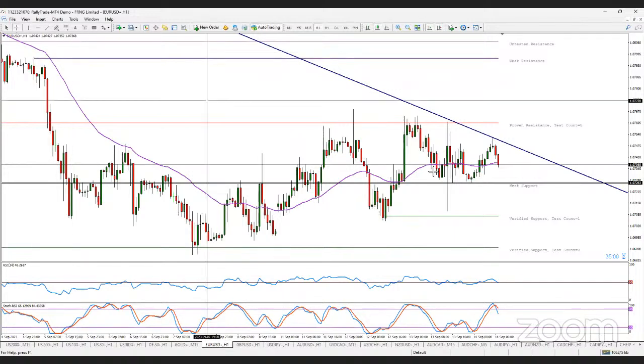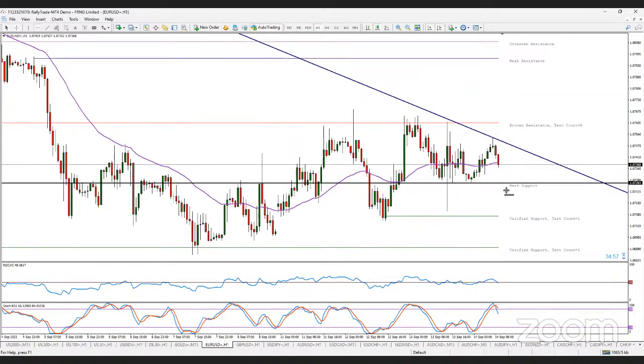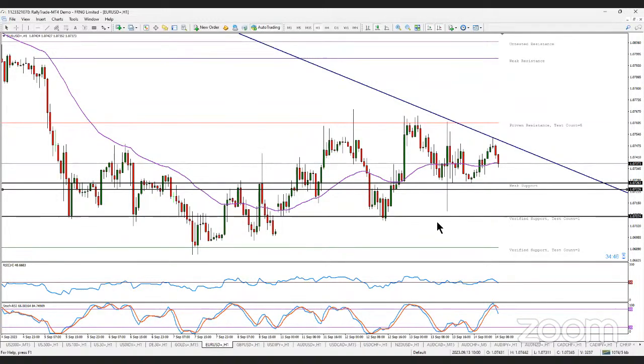So for the sell on Euro USD, you want to go in if price can get to 1.07226 and take your profit at this verified support at 1.07074. For the alternative, which is the buy, look at the last time price hit this support region. What happened? It went back up. So be on the lookout.